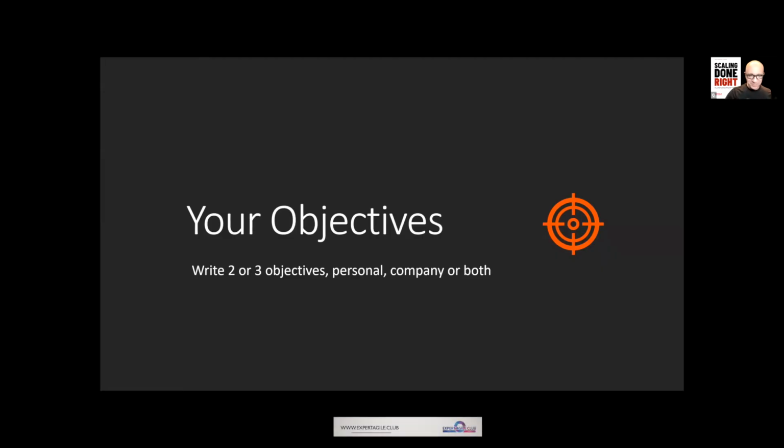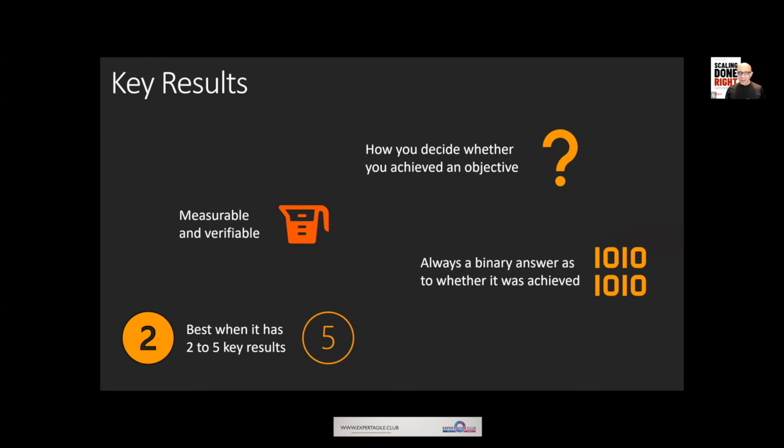Let's move on. Well, we talked about the O part. Now let's talk about the KR part, which becomes very simple, right? Well, we know what the objectives are. Well, we can guess what the key results are. It's basically how we decide we achieve this, right?